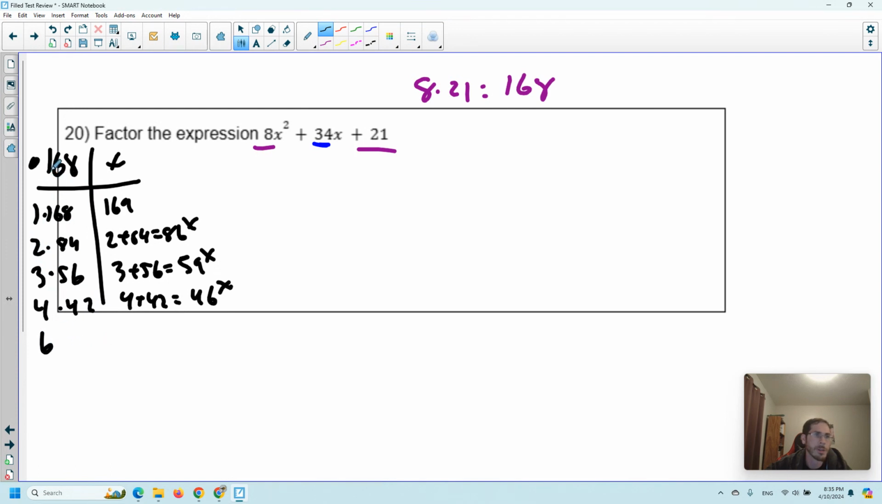So let's see. 16 divided by 6, we could get to 12. So 2 times 6 is 12. We'd have 4 left over. 4 and 8 is 8. So 6 plus 28 is in fact 34. That's what we want. All right.